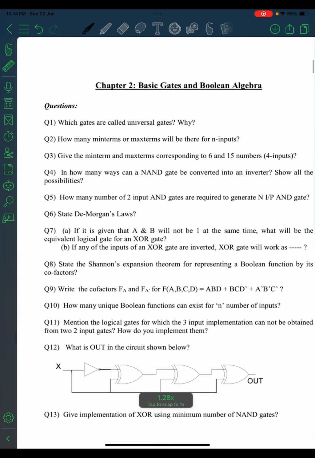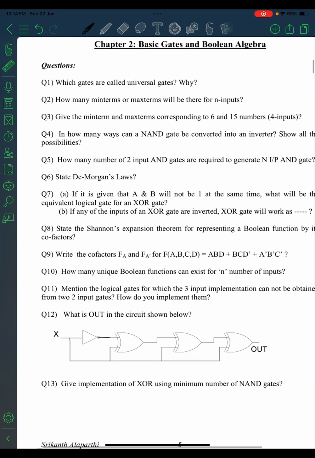The first question is, which gates are called universal gates? The direct answer is NAND and NOR. Why NAND and NOR? Because by using NAND and NOR, you can create any Boolean function. That means any gate, AND gate, OR gate, whatever the gate or Boolean function may be, can be created by using only NAND and NOR gates.